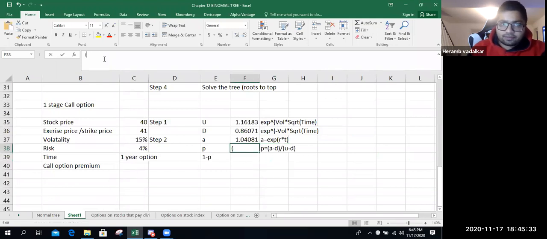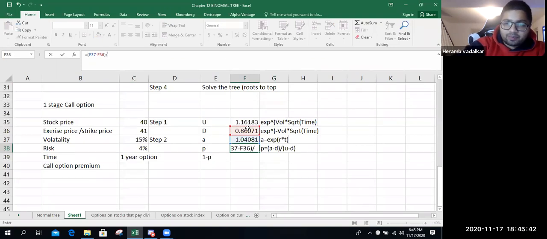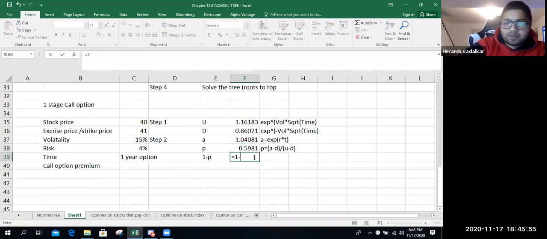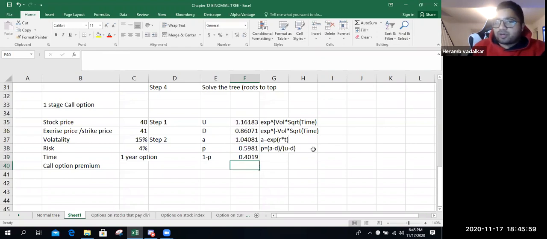So P is equal to A that we just calculated minus D, divided by U minus D. So it is 0.59. P is 0.59. So 1 minus P will be 0.40.